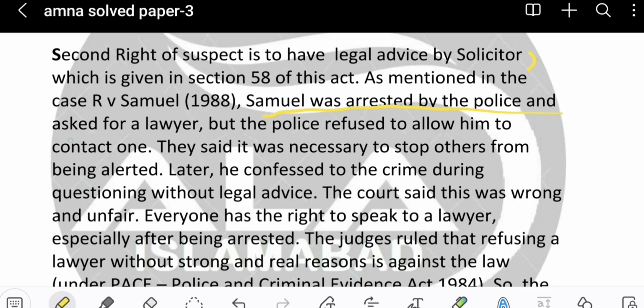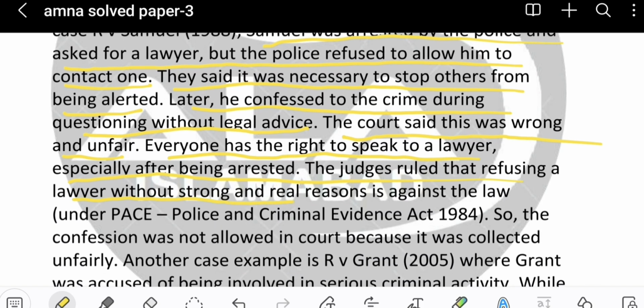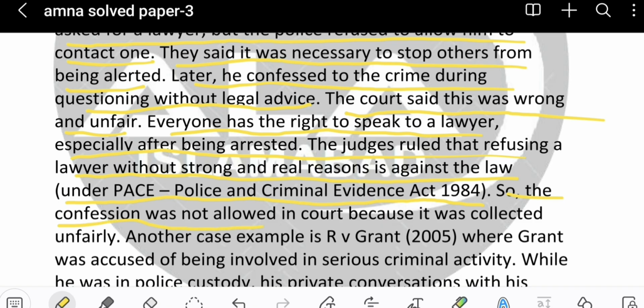Samuel was arrested by police and asked for a lawyer, but the police refused to allow him to contact one. They said it was necessary to stop others from being alerted. Later, he confessed to the crime during questioning without legal advice. The court said this was wrong and unfair. Everyone has a right to speak to a lawyer, especially after being arrested. The judges ruled that refusing a lawyer without a strong and real reason is against the law under PACE, the Police and Criminal Evidence Act 1984. So the confession was not allowed in court because it was collected unfairly.